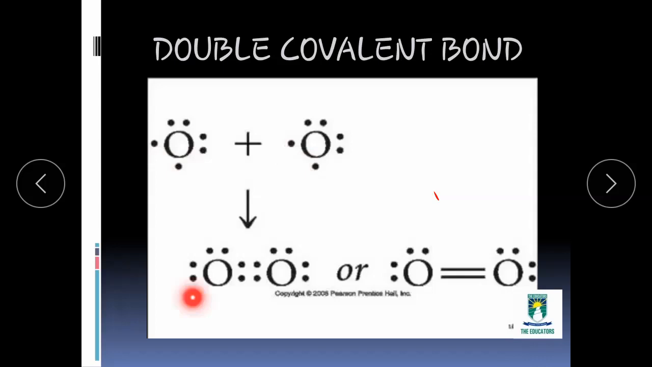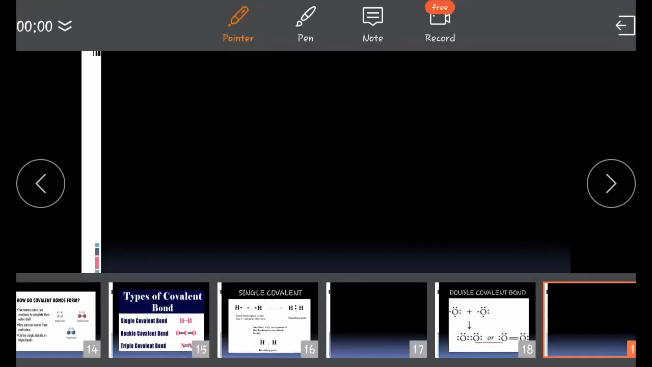So here the sharing of electrons occurs, or we can also denote it by putting 2 dashes between the oxygen atoms. So a double covalent bond is formed by the sharing of 2 electrons from each atom, or we can also define it as the type of covalent bond which is formed by the sharing of 2 electron pairs. I'm repeating, by the sharing of 2 electron pairs, and one pair will have 2 electrons. Okay, it is called a double covalent bond. So what are the examples of double covalent bond?